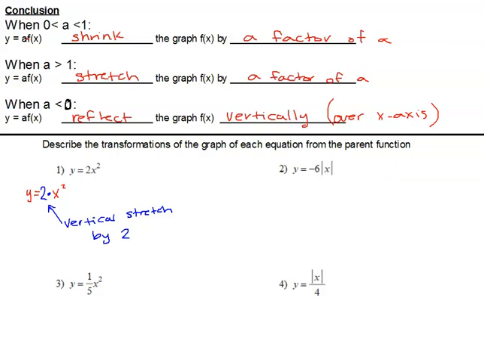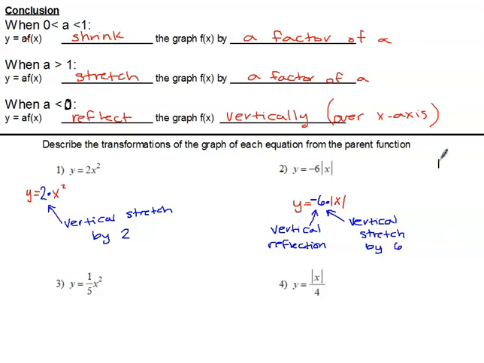Number 2 here, my parent function, y equals absolute value of x, and we are just multiplying the front of that by a -6. This is a vertical change. Now there's two things I want to think about here. The first is the negative. The fact that it's negative is going to be a vertical reflection. That flips your graph from top to bottom. 6, we're multiplying by 6 as well. That is vertical because it's outside. Multiplying by 6 is a stretch because it is bigger than 1. So vertical stretch by 6.